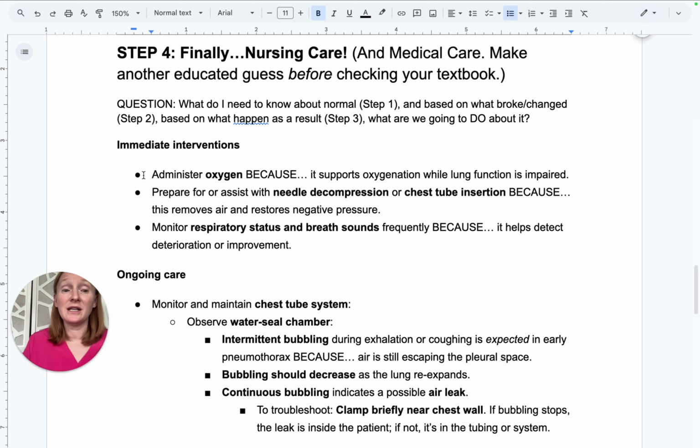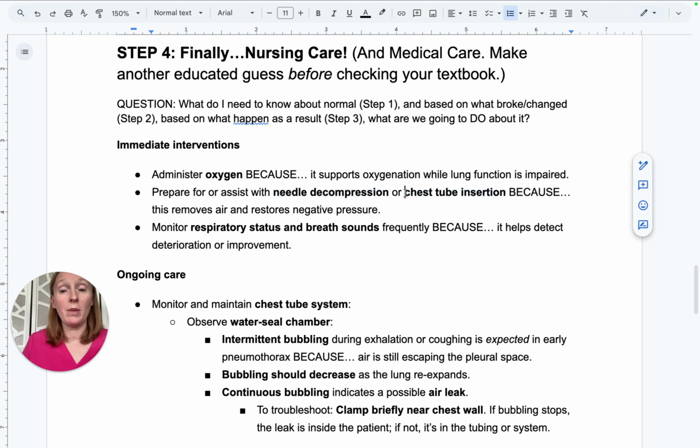So some immediate interventions is we want to administer oxygen. Notice we're still using the magic word because we need to understand why. We need to connect these interventions to the previous steps. This is how you eliminate memorization and you develop that think like a nurse skill. If we can give more oxygen, we're maximizing the oxygen that does get transferred into our lungs while we have this pneumothorax going on. We're going to expect a chest tube insertion, so we need to prepare any tools and supplies and things like that.